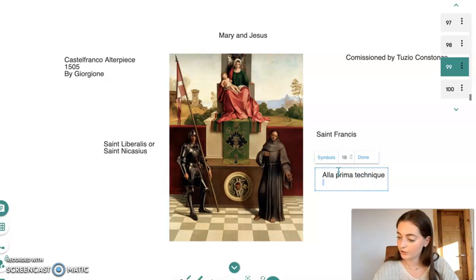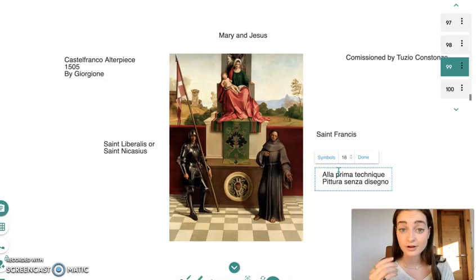But also, I'll make sure I spell this correctly, pittura senza disegno. Now, pittura senza disegno means that he painted these figures without drawing them first, which gives them a really soft, meditative quality. Okay, now, can you tell me about the composition, please?